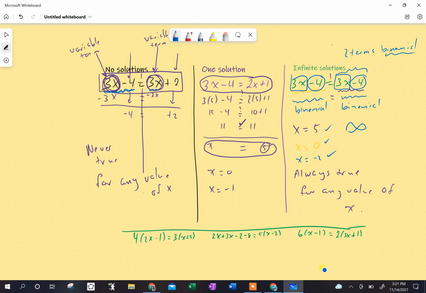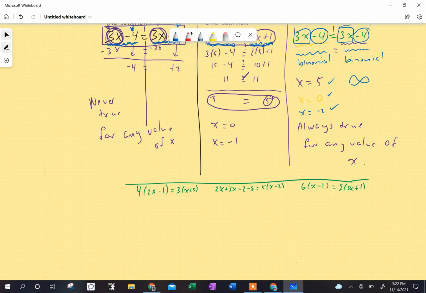If the binomial term on the left has the same variable term as the binomial expression on the right, but the constant terms are different, you will have no solutions. And if the binomial term on the left has a different variable term than the binomial term on the right, you will have one solution. So let's take a look at 3 examples.